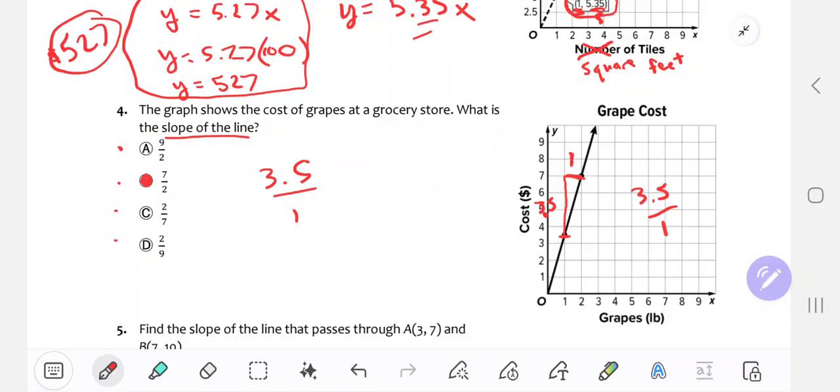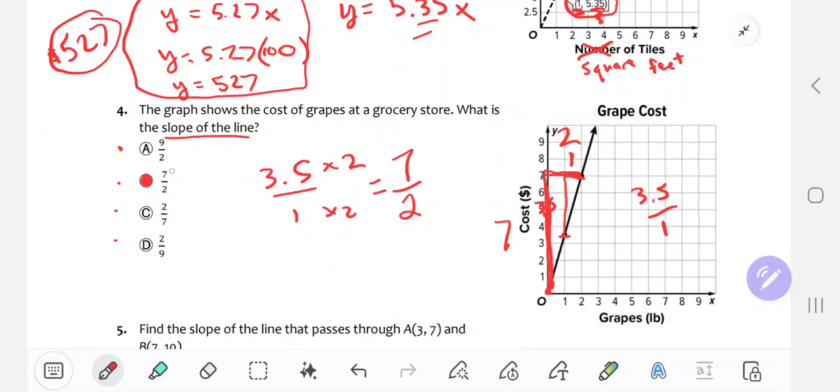Some other ways to connect to it is that if you went, let's say, from the bottom, 0, 0, all the way up to here, that rise and run would be 7 to 2. So you can see that the rise over run is 7 over 2. Another way you could think about it is equivalent ratios, so times 2 and times 2. So if you can get 1 pound of grapes for $3.50, then you'd get 2 pounds of grapes for $7. So you can see that as well.